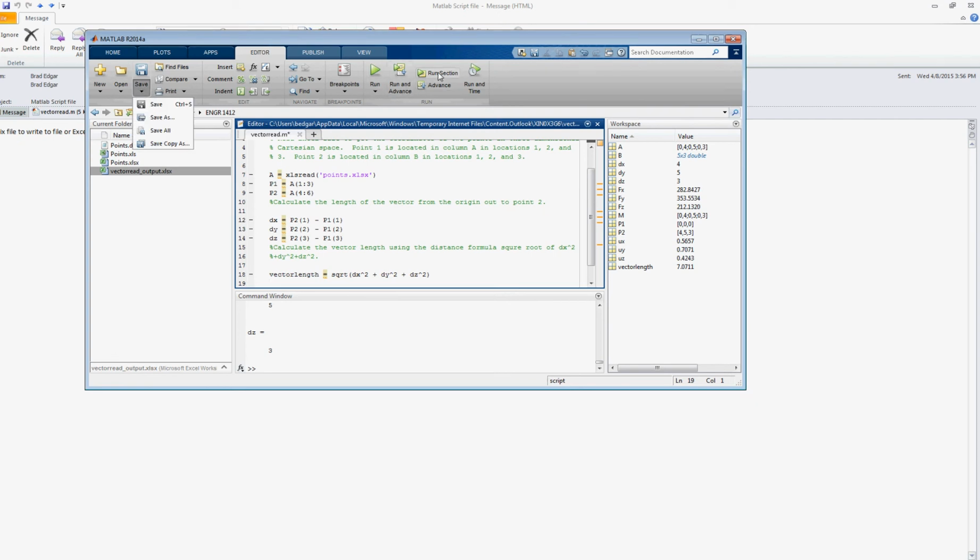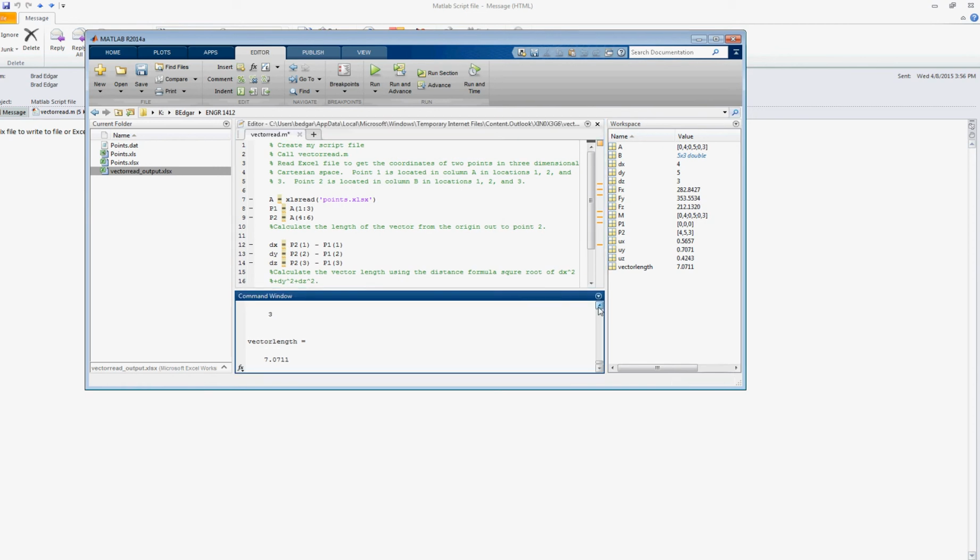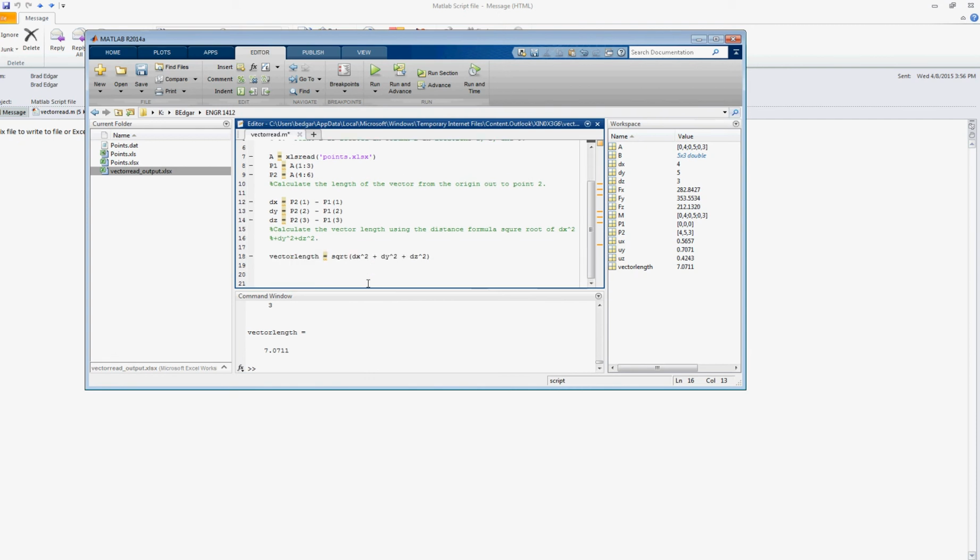I like to check my code every few lines and make sure I haven't messed anything up. So we'll run this selection. It's going to run this yellow area, so we'll see. Alright, there we go. We've got everything working as before, but now we have the vector length calculation as 7.0711. So now we can go ahead and define the unit vector.